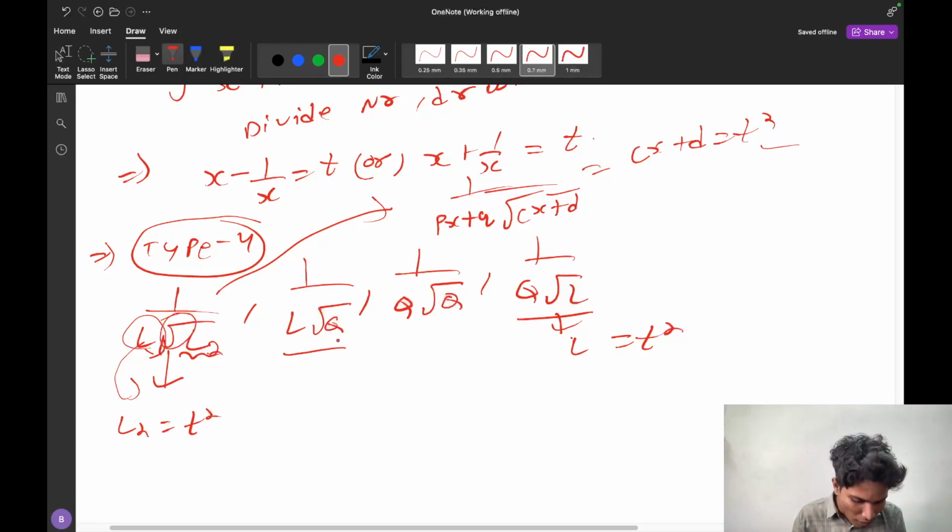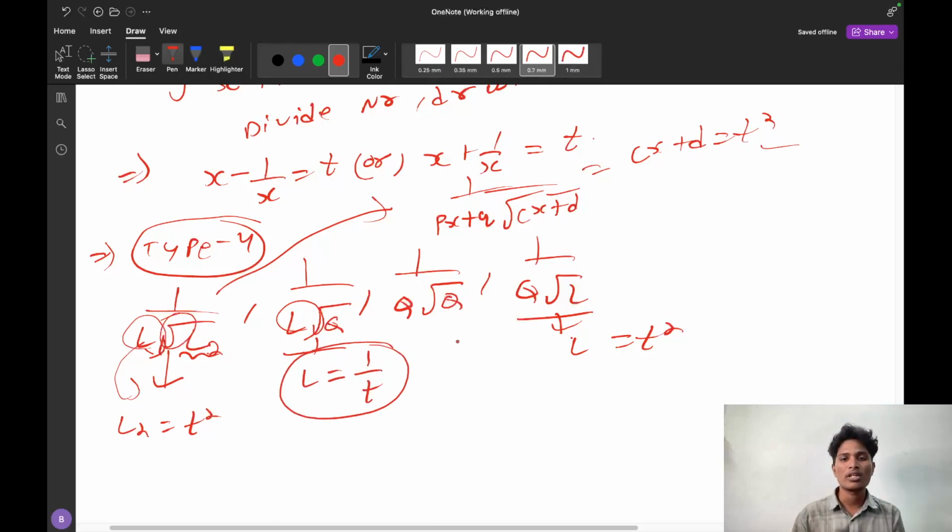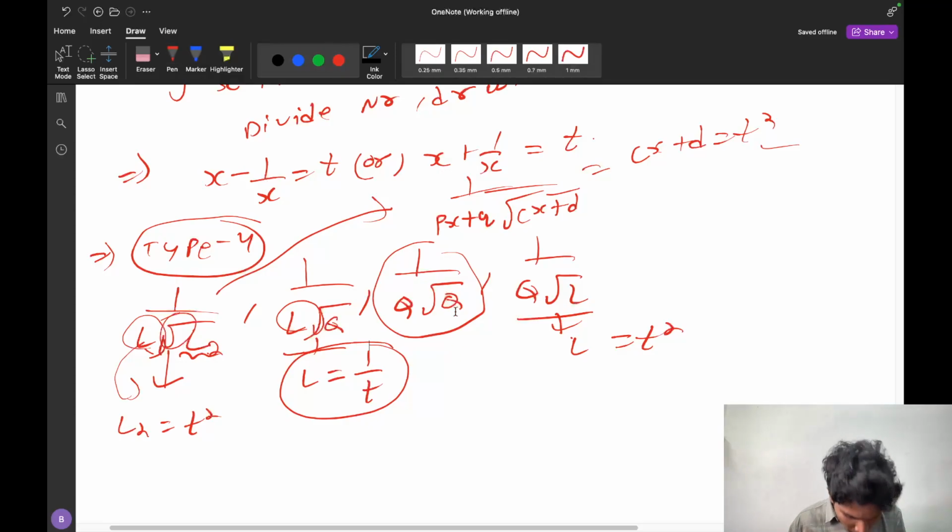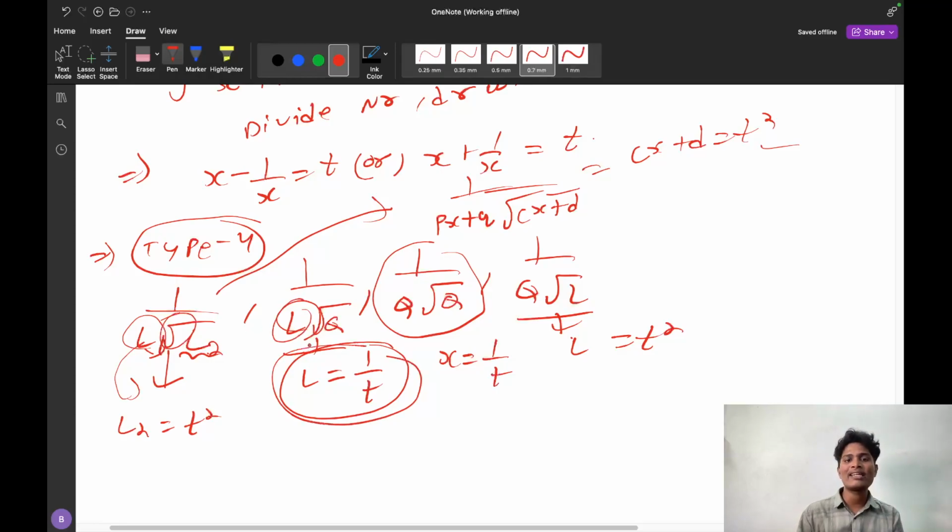For linear root quadratic, what we have to do? We have to take the outside linear as 1 by t. For a linear root linear, we have to take the outside one, that is linear is equal to 1 by t. You have to take substitution. And for 1 by root quadratic, once again we have to take the variable as 1 by t. Here the difference is entire linear is taken as 1 by t.